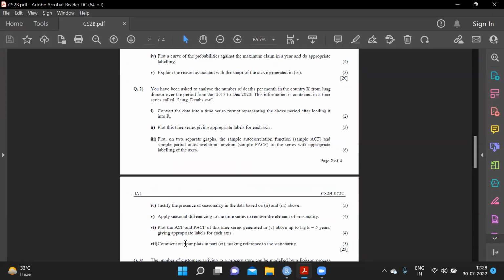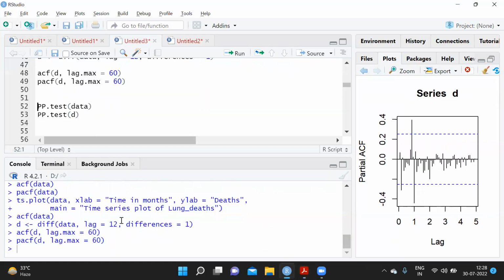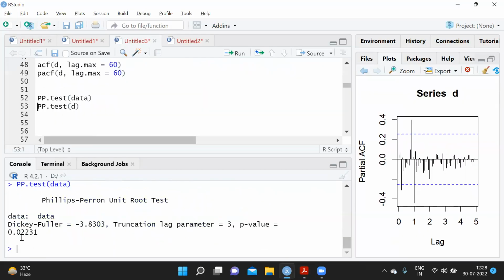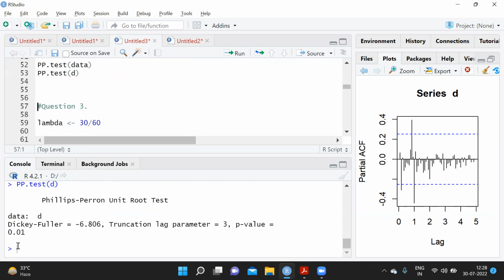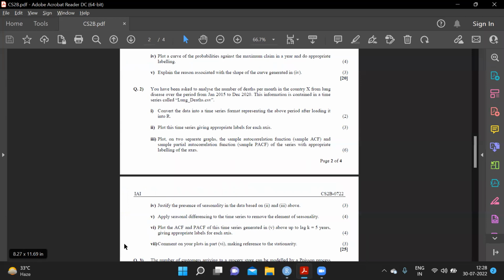Then comment on your plots in part 6, making reference to stationarity. So the data was initially stationary, the p-value is 0.02 which is less than 0.05, so we have sufficient evidence to reject the null. The data was stationary previously and after differencing also it is stationary. The data had only seasonal difference, seasonality in the data.